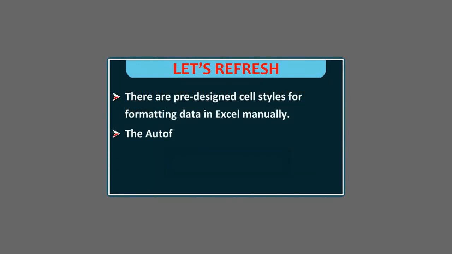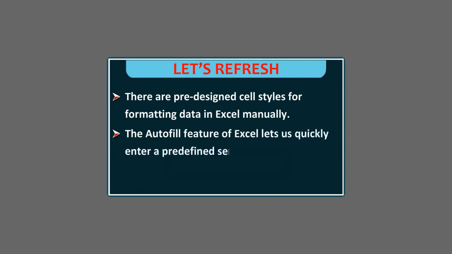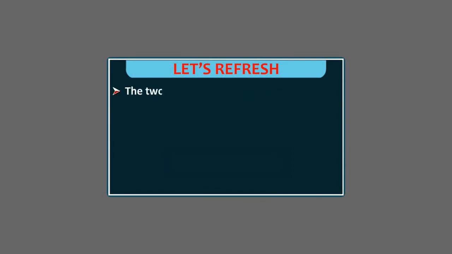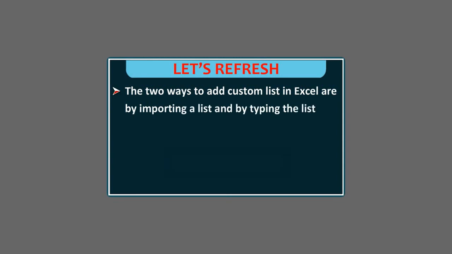The Autofill feature of Excel lets us quickly enter a predefined series of data. The 2 ways to add a custom list in Excel are by importing a list and by typing the list in the Custom Lists dialog box.